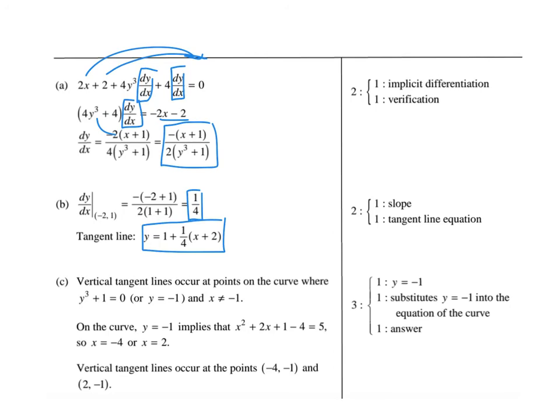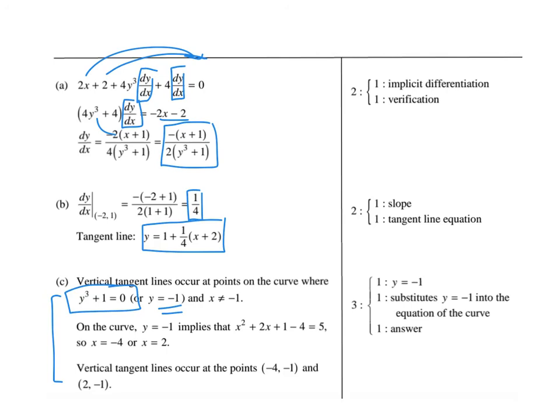And then the last part C, a little bit trickier. Again, as mentioned before, vertical lines happen when the slope is undefined, so that's when the denominator is 0. And so if you set that denominator equal to 0, you're going to find, by subtracting 1 and taking the cube root, that's when y equals -1.